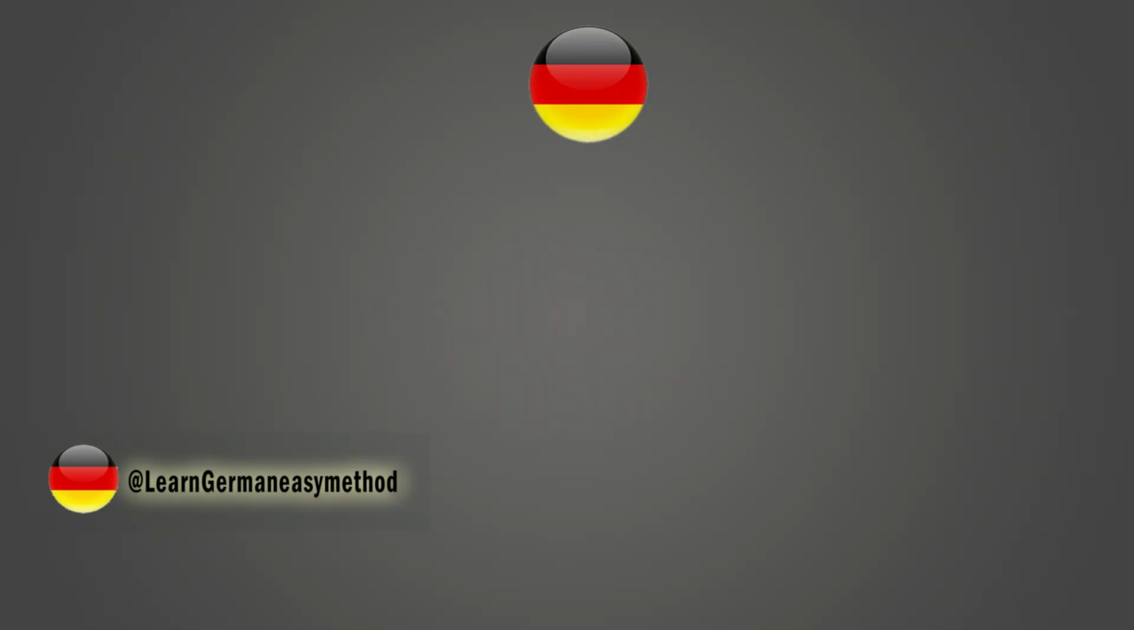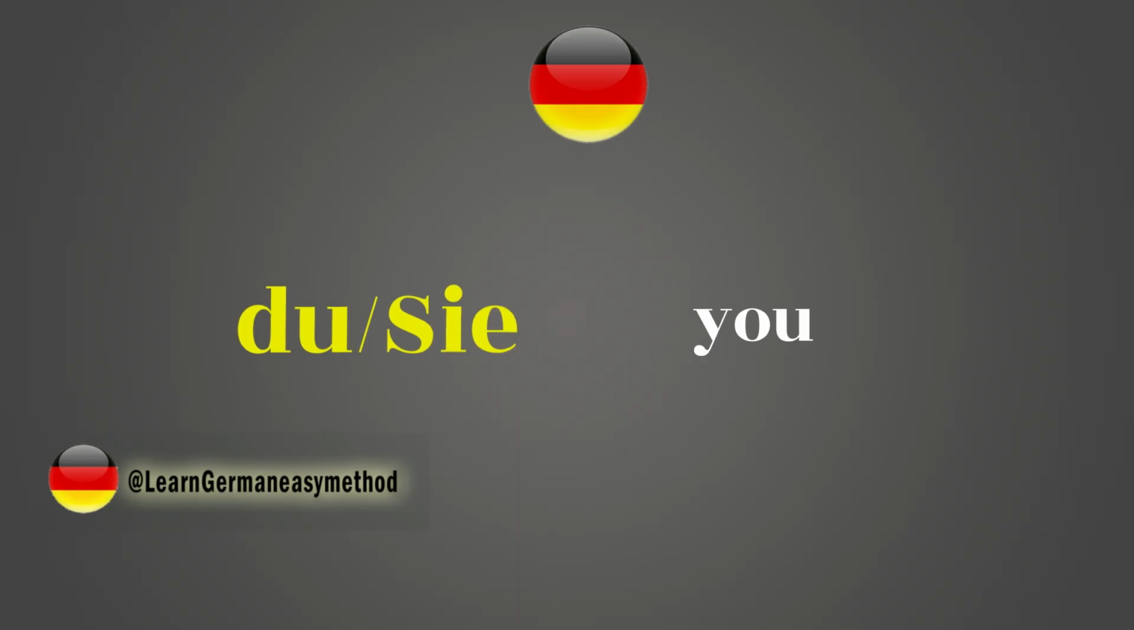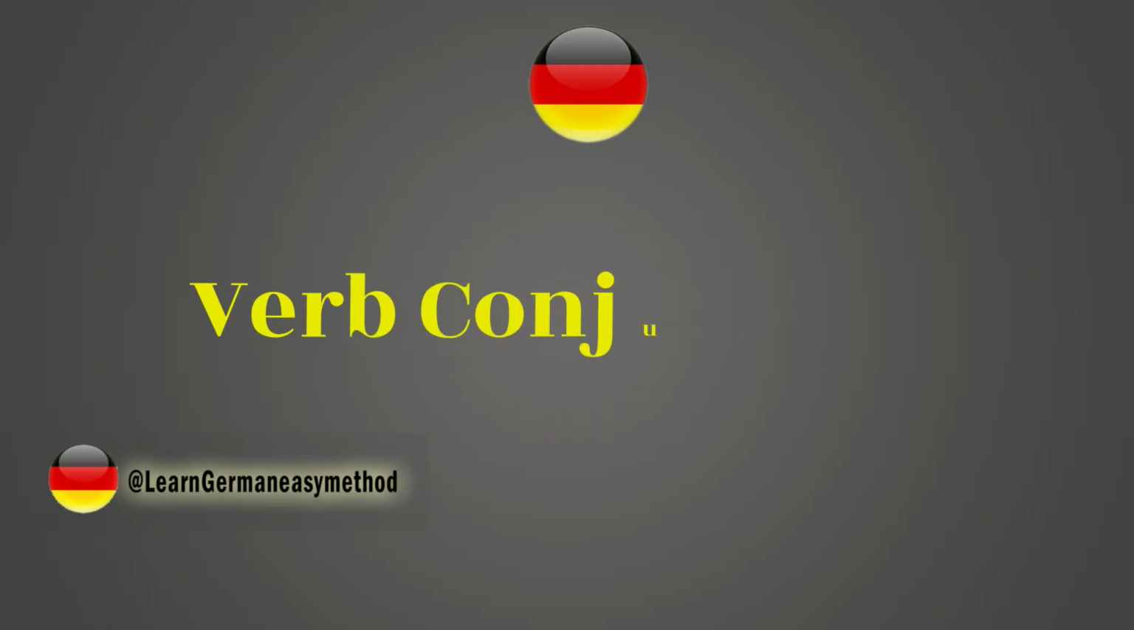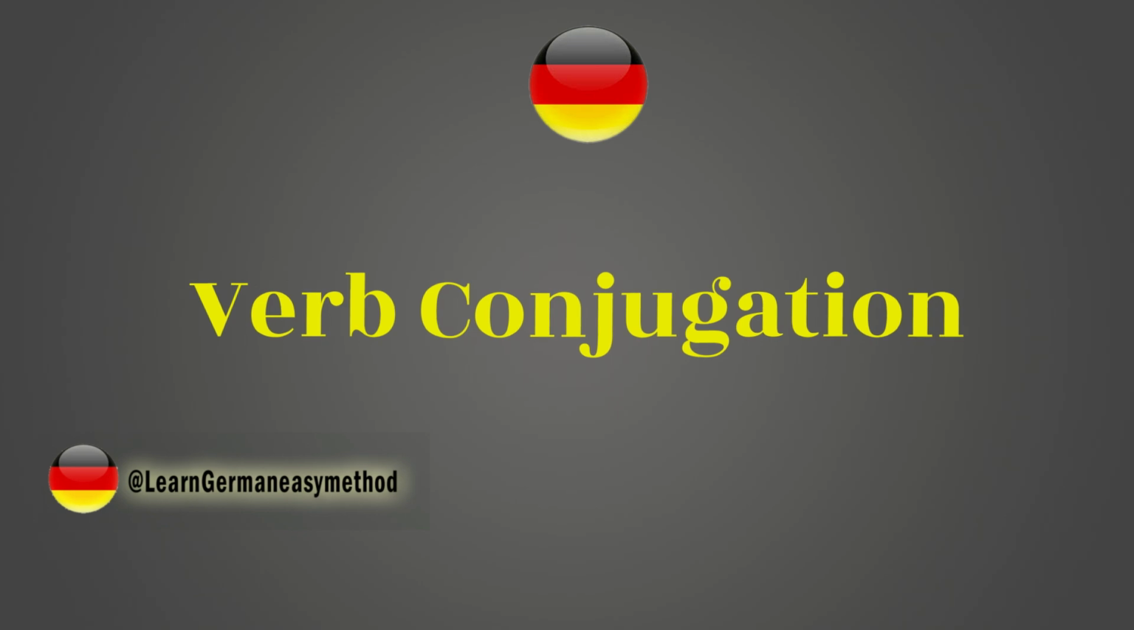Pronouns. When we talk about ourselves, we use ich, which means I. This is the first-person pronoun. When we talk about the second person, we use du, which is you, informal, and sie, which is you, formal. These pronouns were discussed in Lesson 7. Verb conjugation. Now let's look at verb conjugation.